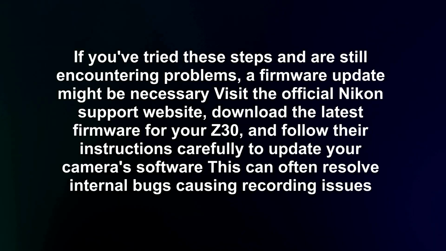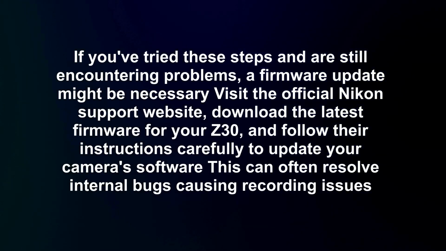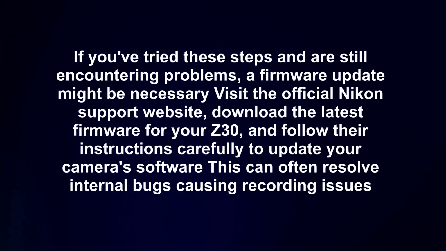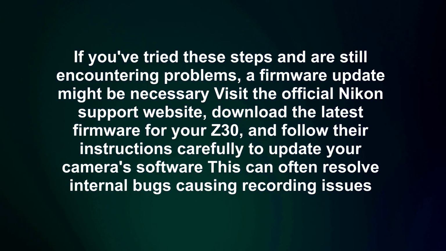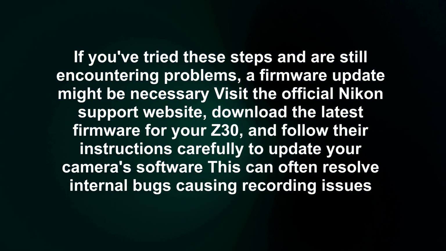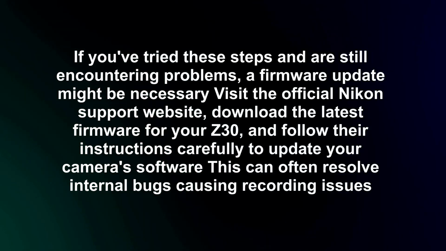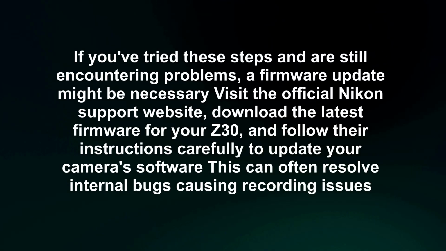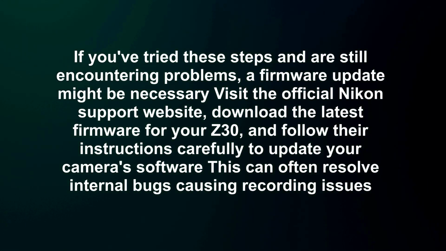If you've tried these steps and are still encountering problems, a firmware update might be necessary. Visit the official Nikon support website, download the latest firmware for your Z30, and follow their instructions carefully to update your camera's software. This can often resolve internal bugs causing recording issues.